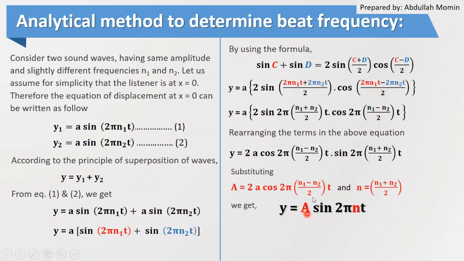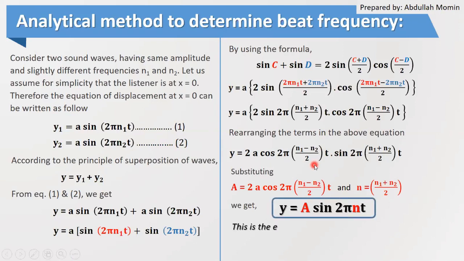Instead of this term we have put A, and instead of this bracketed term, we will write n. So sin 2π stays as it is, this is A, (n1 + n2)/2 is n, and this t we will write as it is. So this is our resultant wave equation, which we get after the superposition of y1 and y2.